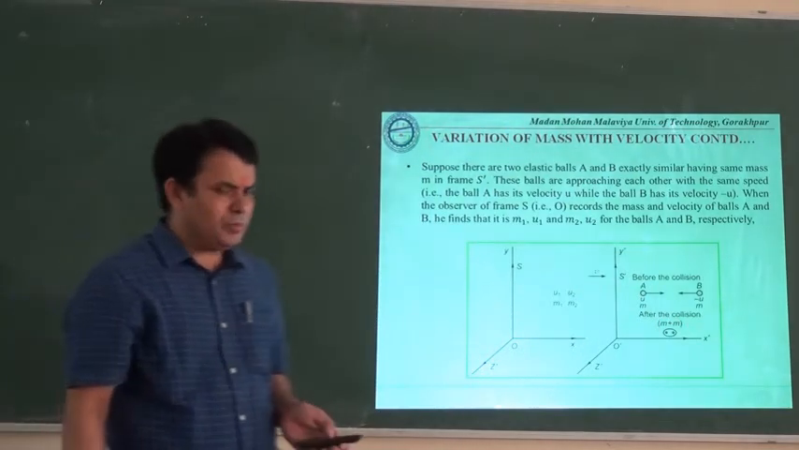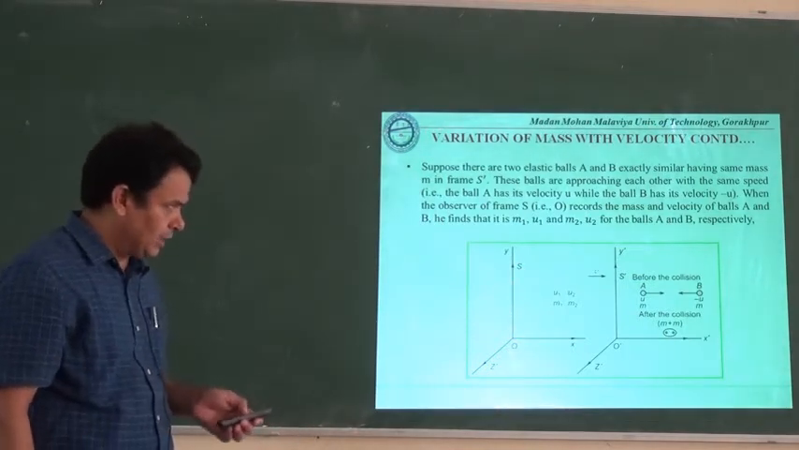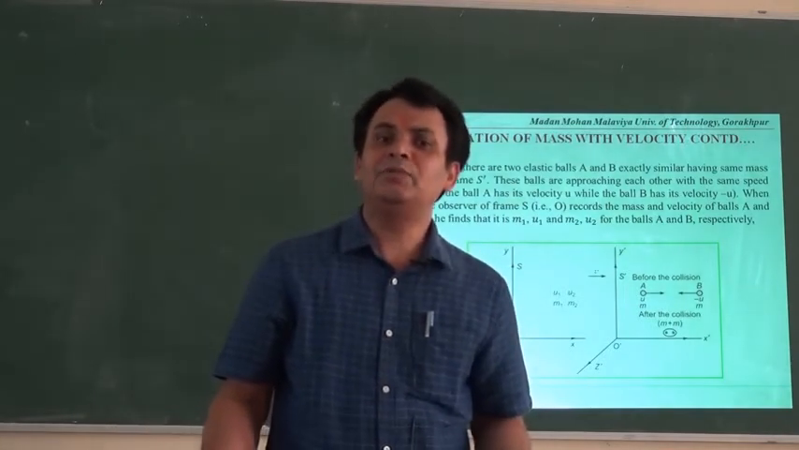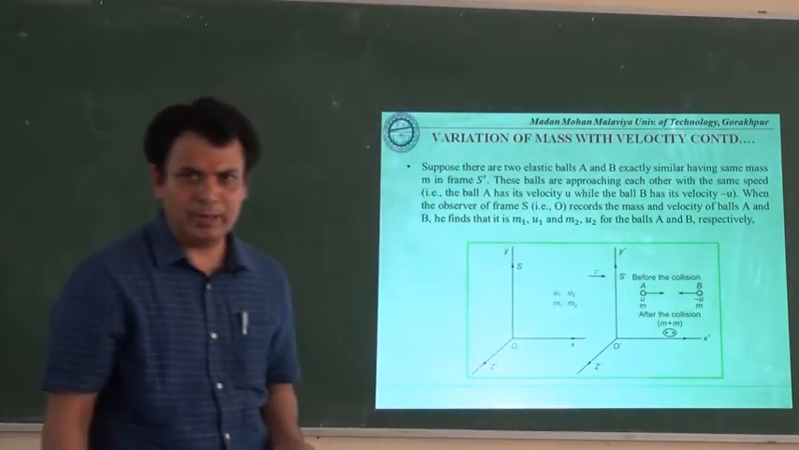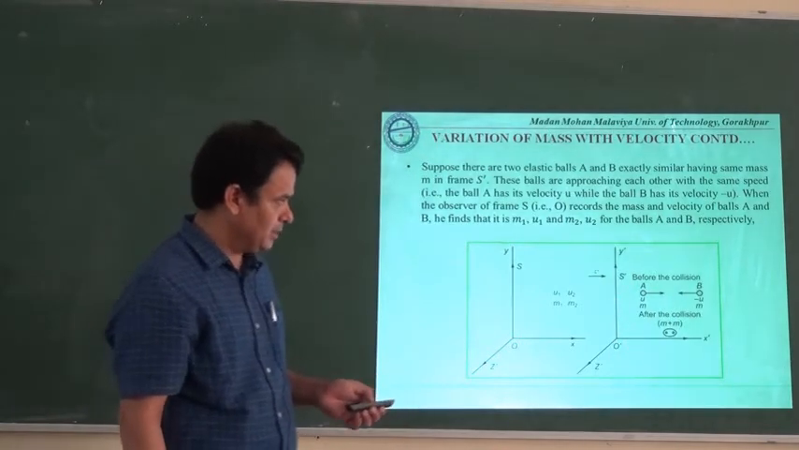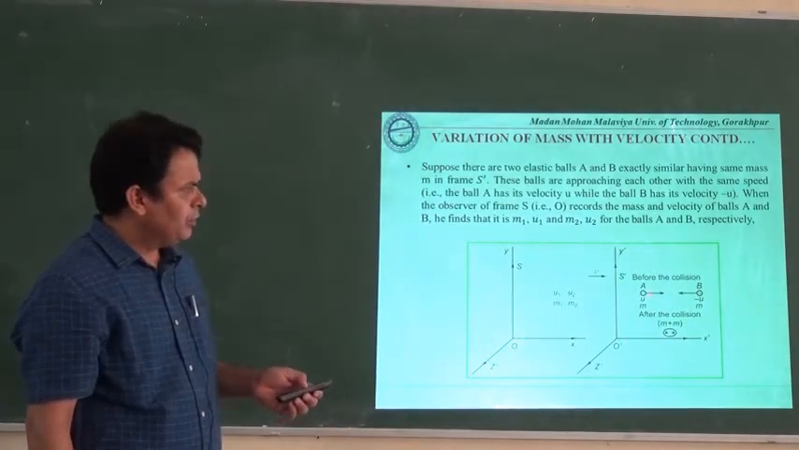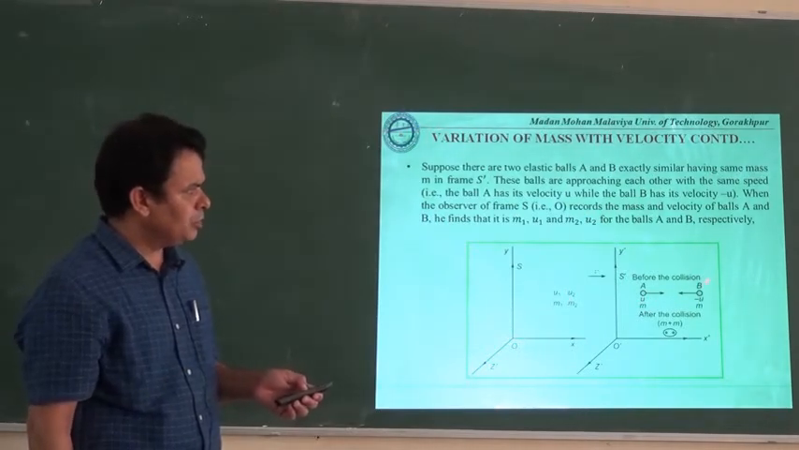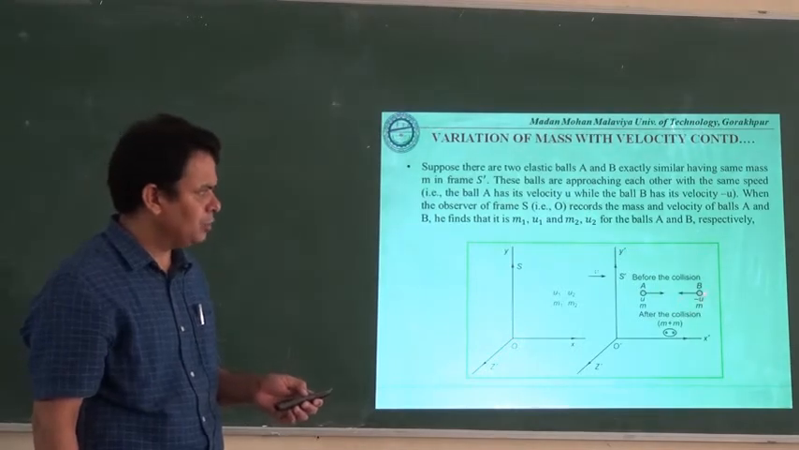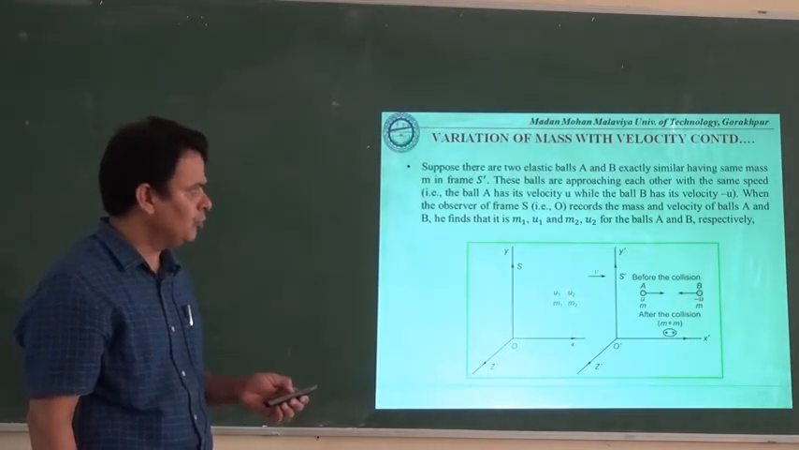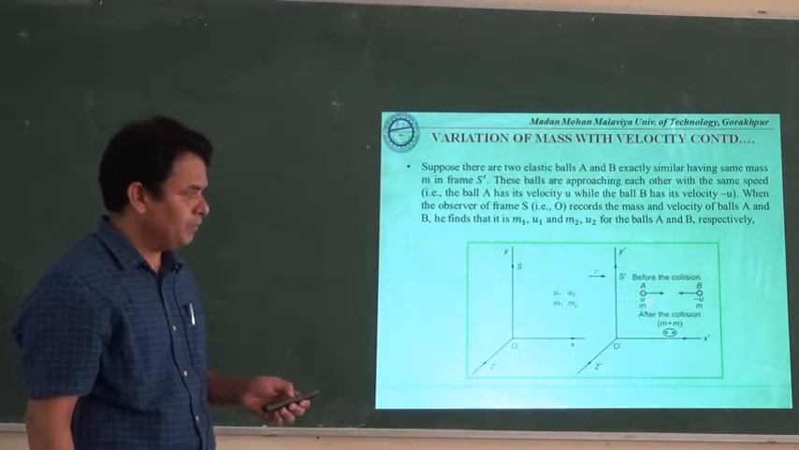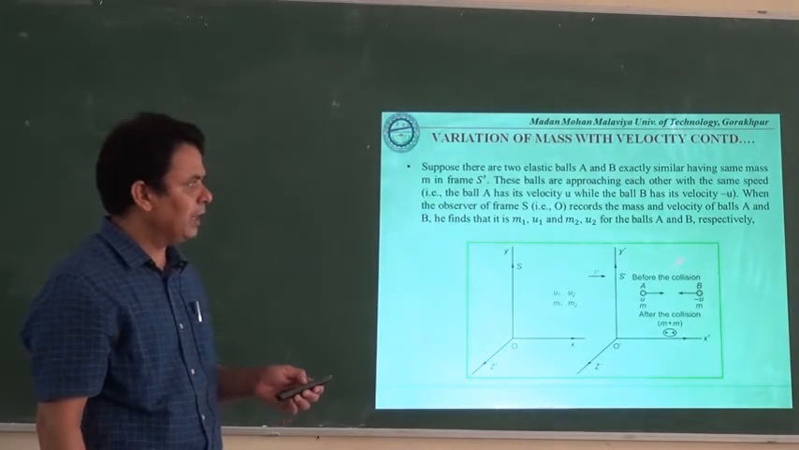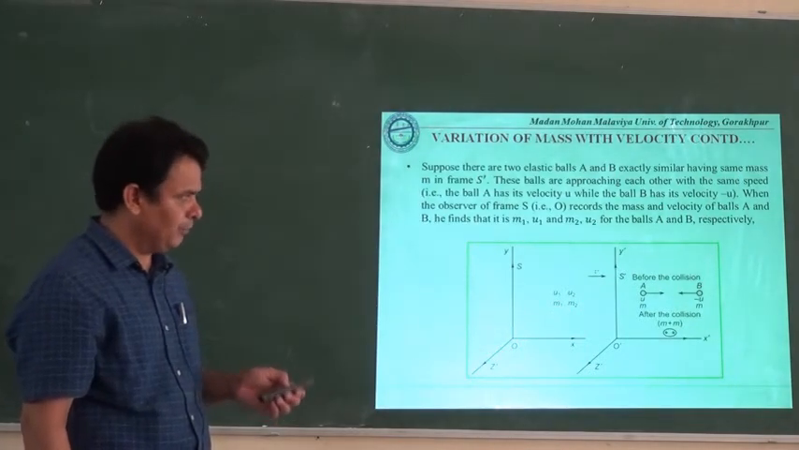Now what will be the observation taken by the observer in the static frame of reference? The observer will say that I am seeing a different thing. He or she will say, no, the velocity of A is not u, it is u1, and the velocity of B is not minus u, it is u2, and corresponding to that, the mass of ball A may be m1 and the mass of ball B may be m2.